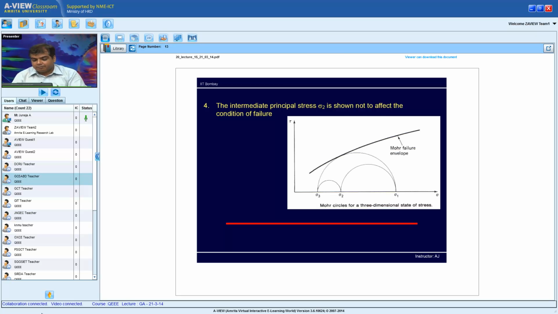In all the Mohr circles we have only dealt with sigma 1 and sigma 3. Sigma 2 is usually ignored. It is because it lies in between sigma 1 and sigma 3, and in most conditions this can be ignored because it is not shown to affect the failure condition. Remember, failure condition is dictated by sigma 1 and sigma 3. If this is my Mohr failure envelope, or in terms of Mohr-Coulomb, if I make it into a straight line, this sigma 2 value does not dictate the failure condition.